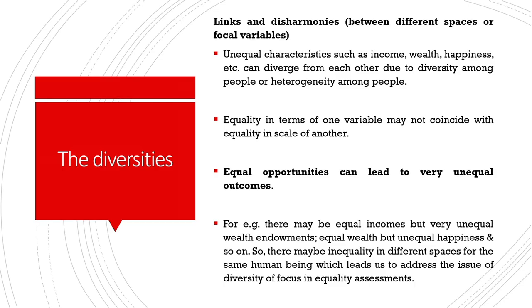So, unequal characteristics such as income, wealth, happiness, etc. can diverge from each other due to diversity among people, or heterogeneity among people. And equality in terms of one variable need not necessarily coincide with equality in terms of another. So, often we have seen that equal opportunities can lead to very unequal outcomes. For example, there may be equal incomes but very unequal wealth endowments. Similarly, there may be equal wealth but unequal happiness and so on. So there may be inequality in different spaces for the same human being, which leads us to address the issue of diversity of focus in equality assessments.